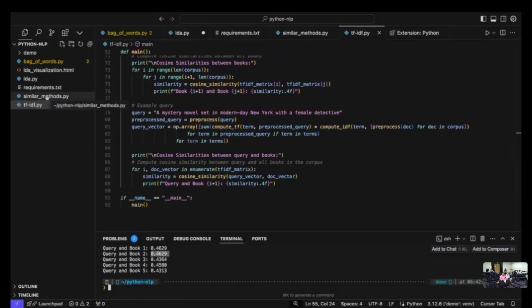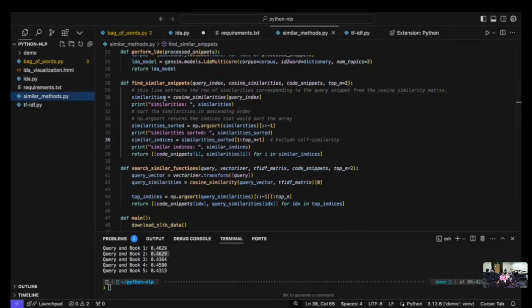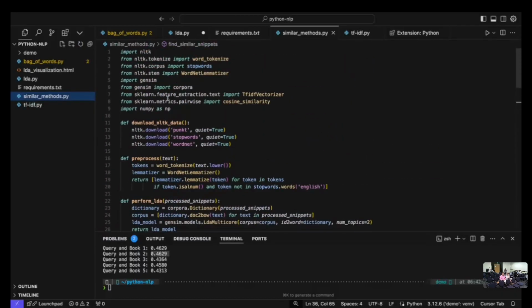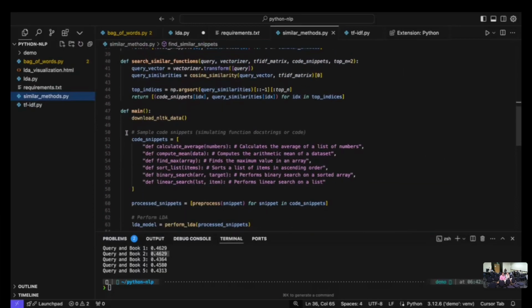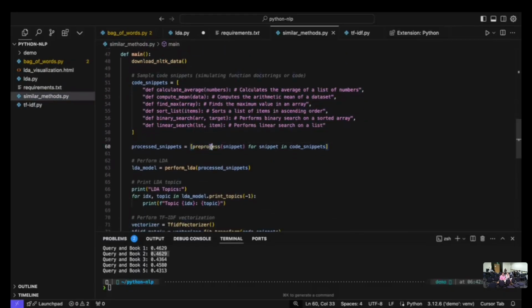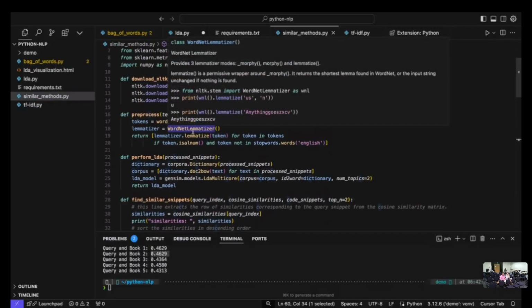Now we will look at similar methods. Basically, we will see how we can use all these algorithms and extract similar methods. In this case, we have seen this earlier and we have some code snippets. The corpus is a bit small here, so the scores might be here and there. But we have here 6 functions along with some documentation. We will do the pre-processing normally. Here, I think we are using lemmatization so that we can get accurate results.